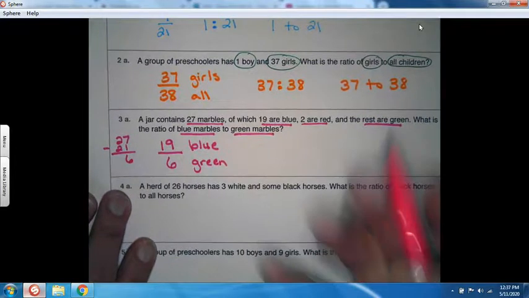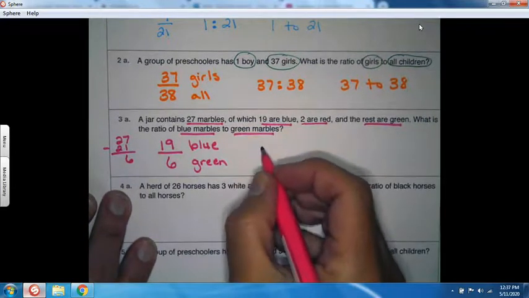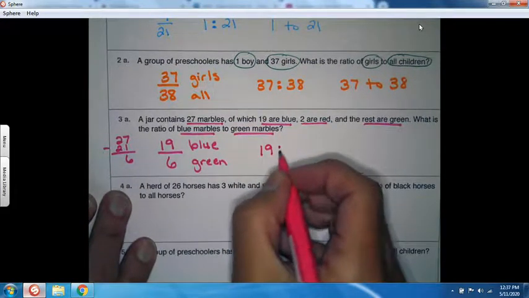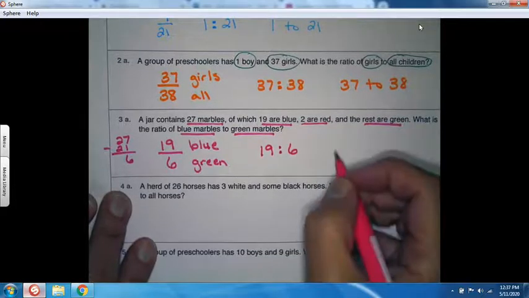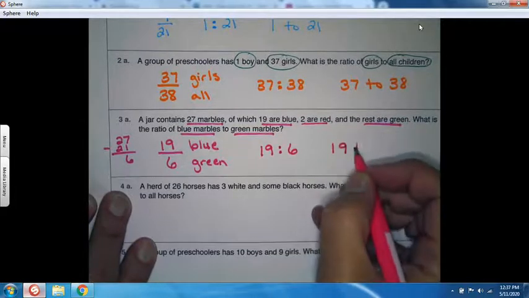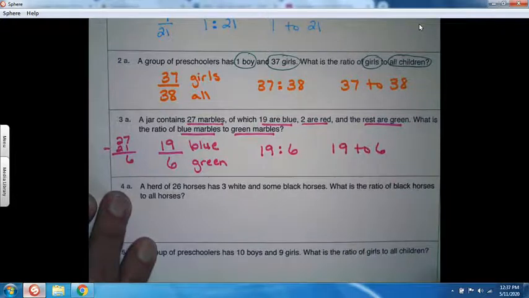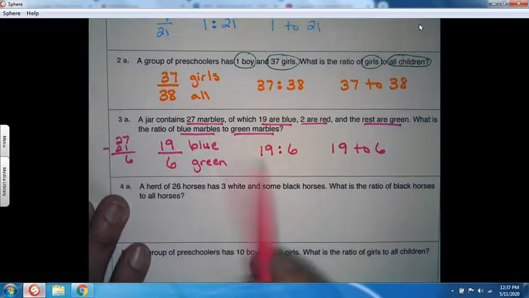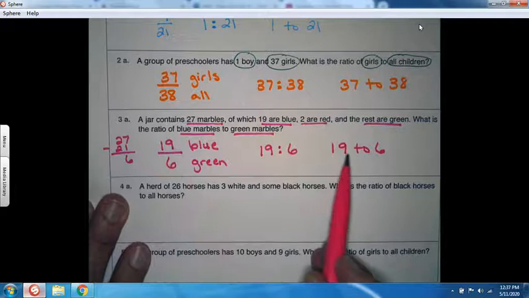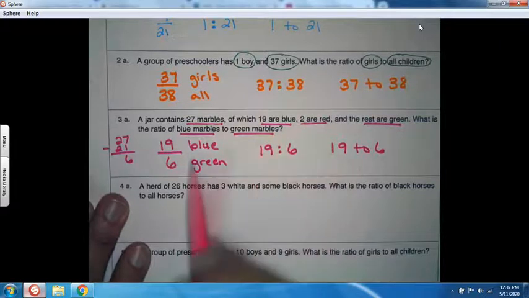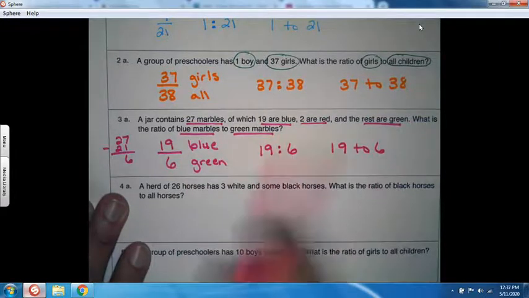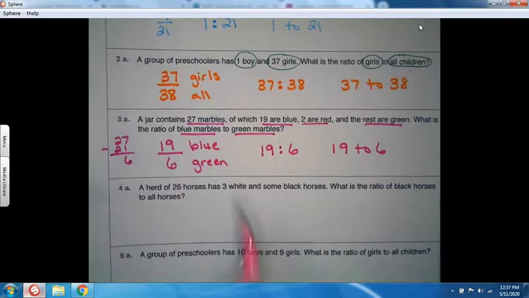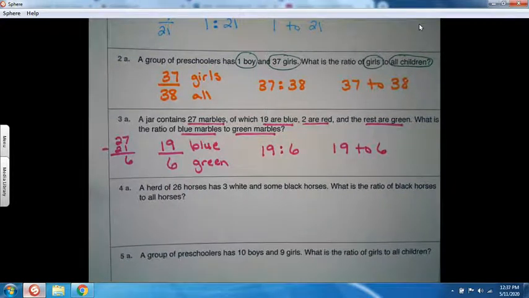Okay? So now we can write it the 2 ways. 19 colon 6 and 19 to 6. Stays the same. Blue always first, and then green. Now, can we simplify 19 to 6? No, we can't because the greatest common factor is 1.